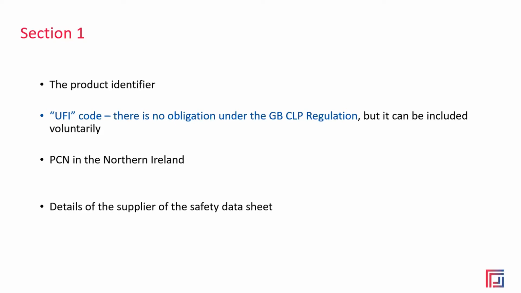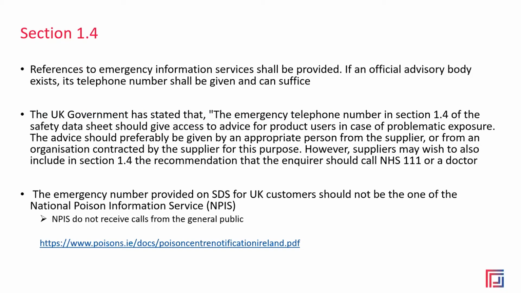Regarding the details of the supplier with safety data sheet, the supplier, whether it is a manufacturer, importer, only representative, downstream user or distributor, needs to be identified. Of course, the full address and the telephone number of the supplier need to be given, as well as an email address for a competent person responsible for the safety data sheet. Regarding Section 1.4, an emergency telephone number needs to be provided.